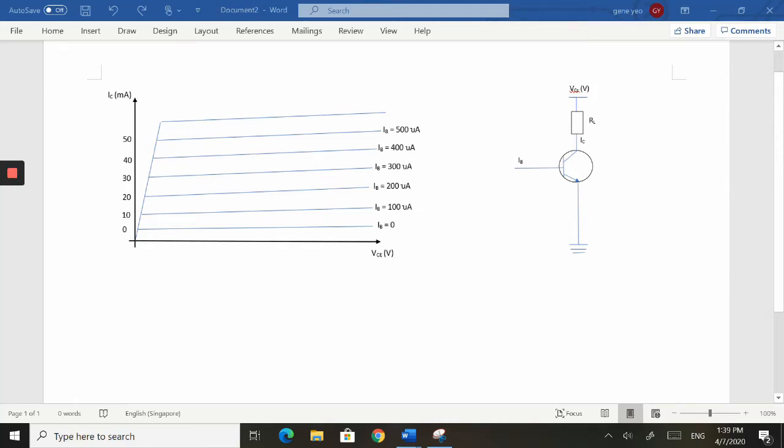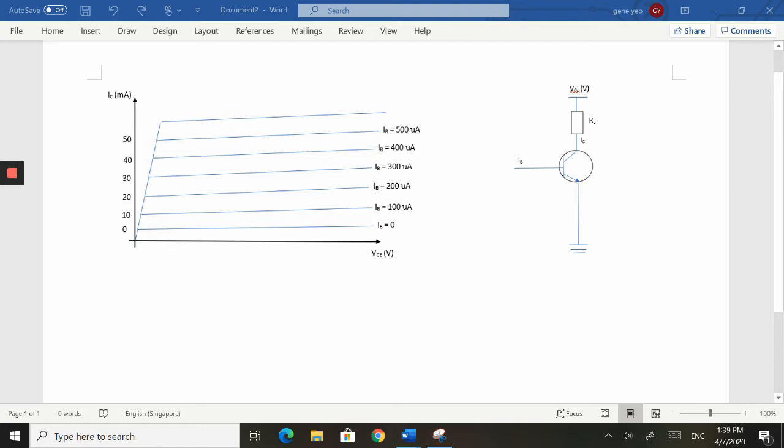Ic-Vce graph from a BJT. So let's take a look at this graph. All right, so on my right hand side, I've got my BJT hooked up from my collector, base, and emitter, right? And on my left hand side, I've got my Ic-Vce graph.